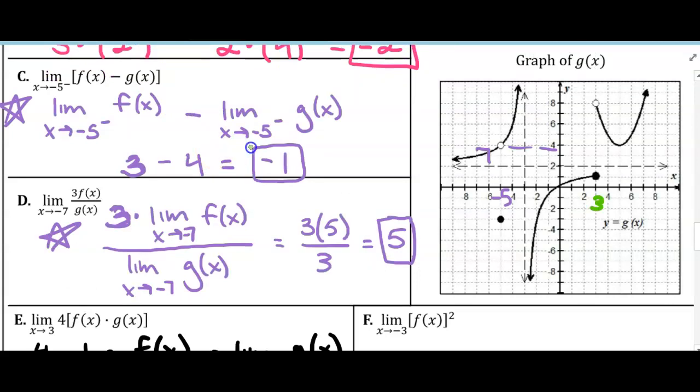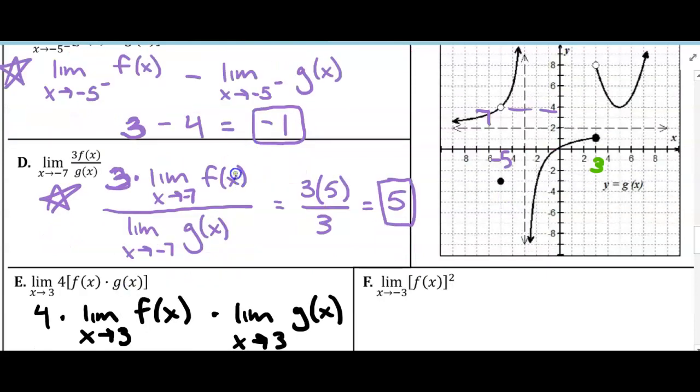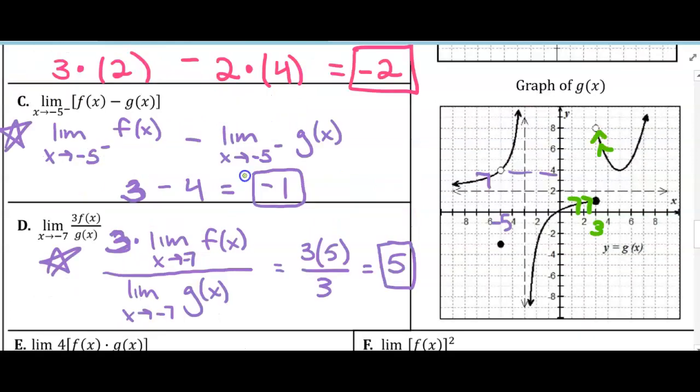So something I notice about my graph of g, again, this is still a two-sided limit, which means I care about what's happening from the left and from the right. And something I see is that my one-sided limits are not equal to each other, which, of course, according to the limit existence theorem, means that our two-sided limit as x approaches 3 does not exist.